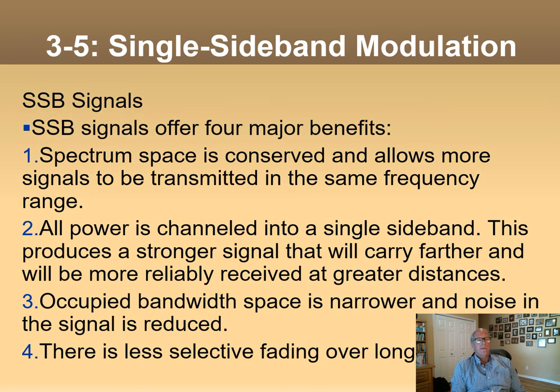So here's some of the benefits of SSB. Spectrum space is conserved. And all power is channeled into one sideband. So it can produce a stronger signal that will carry farther and be more reliably received at greater distances. And the reason for that is because you've got three different frequencies coming out of a normal AM full broadcast, not SSB or DSB or anything like that.